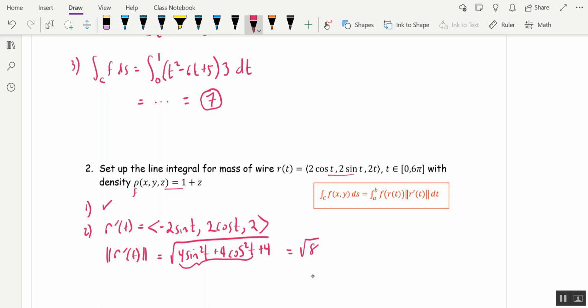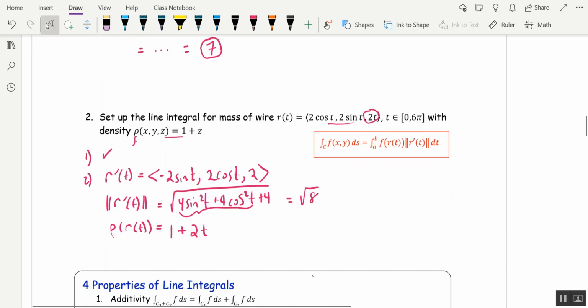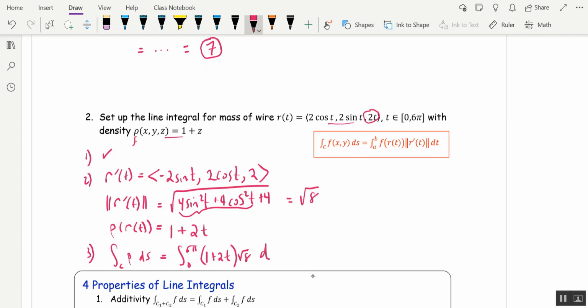All right, I need f of r of t, which is actually rho. So rho of r of t, I look up here at my formula for rho, it's 1 plus z. So I want 1 plus, my z is over here, 2t. So finally, my setup is the integral over c of rho ds is the integral from, the parameterization was from 0 to 6 pi, and then rho of r of t is 1 plus 2t, and then length of r prime was root 8, and dt, and that's it. And that would be fairly simple to evaluate.